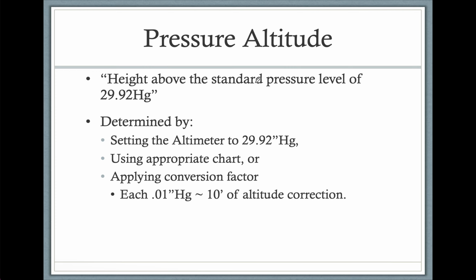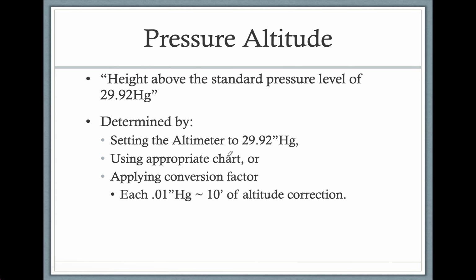So what is pressure altitude? Once again, it's the height above the standard pressure level of 29.92. The best way to determine your pressure altitude is just to set your altimeter to 2992 and read it. But if it is not actually 29.92, which it very rarely is, that's one way, is to just move your altimeter to read it and then move it back to your current altimeter setting. Just don't forget to move it back.